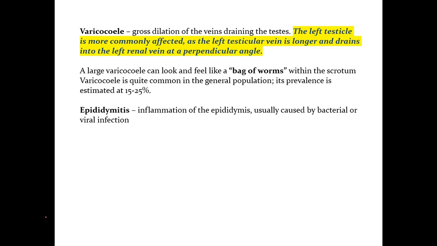Epididymitis is inflammation of the epididymis, usually caused by bacterial or viral infection. So we are going to stop here.